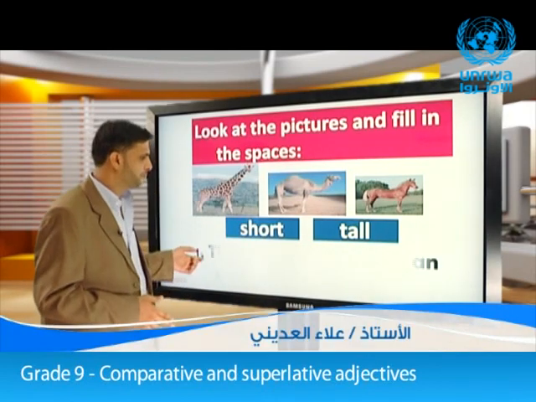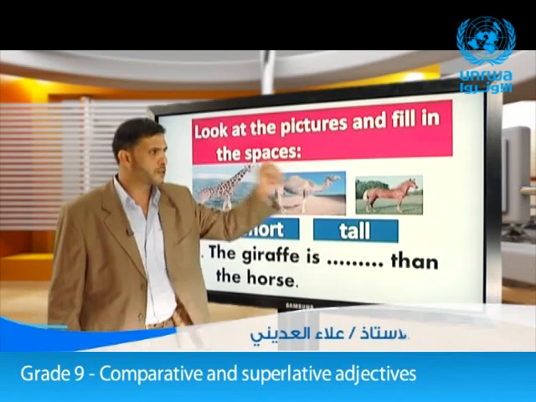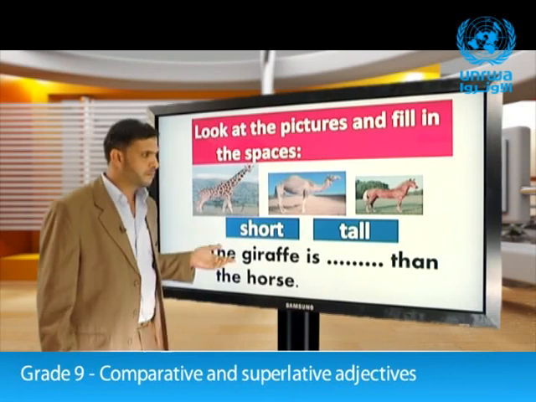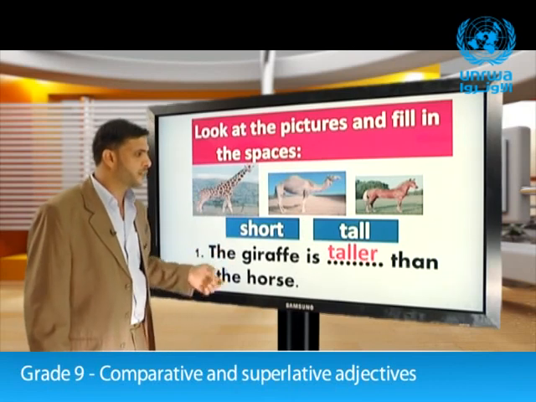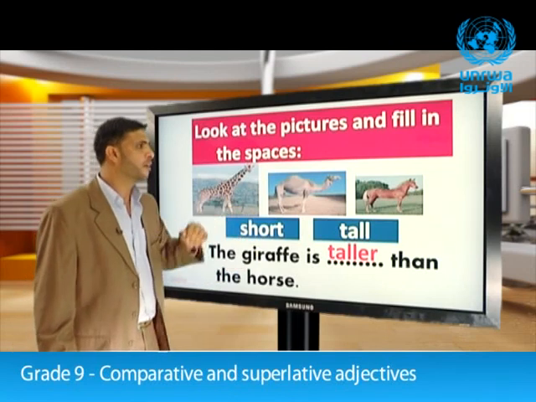Look, the giraffe is ___ the horse. The giraffe is ___ than the horse. So, the answer is taller than the horse. Of course, the giraffe is taller than the horse.